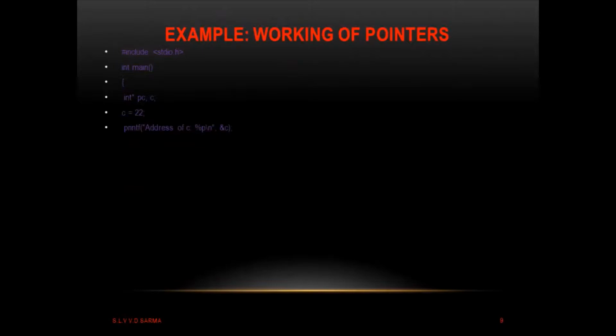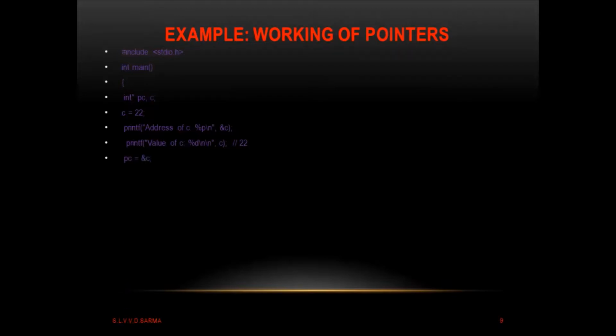Here I declare one pointer variable PC, an integer pointer, and C is a normal variable. I assign the constant value 22 to variable C. Now we print the address of C, and we get some address. What is the value of C? We get the value of C as 22.